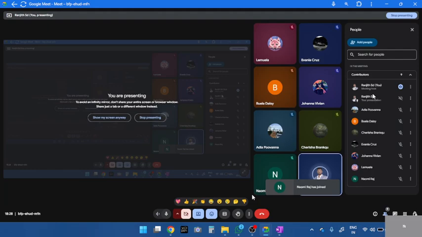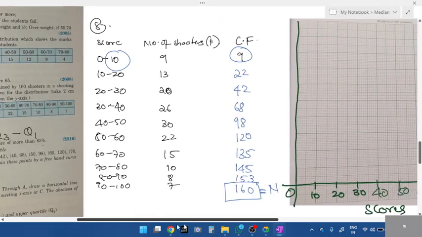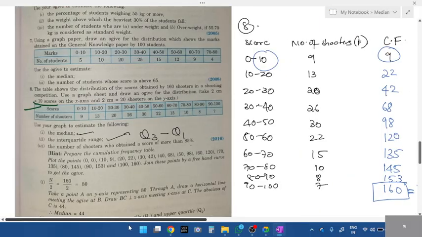Naomi, did you understand yesterday's concept? Okay, start this calculation, Naomi. We are solving the eighth question. What is given in the eighth question? Shooter and number of scores and number of shooters. Eighth question. What do we need to find?